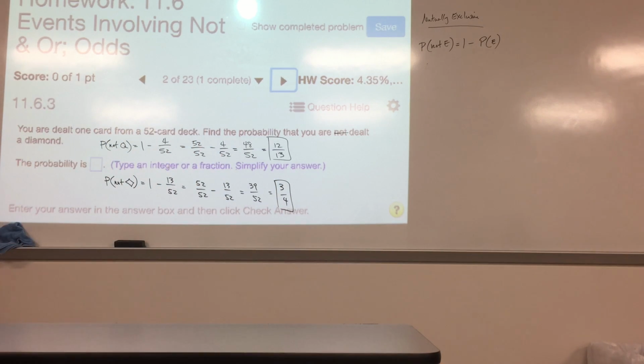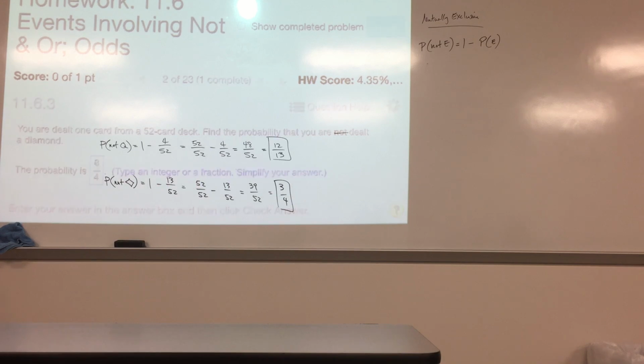So there it is, 3/4. Does that make sense, guys? Starting to get it? So the probability of not having something happen is really not that tough.